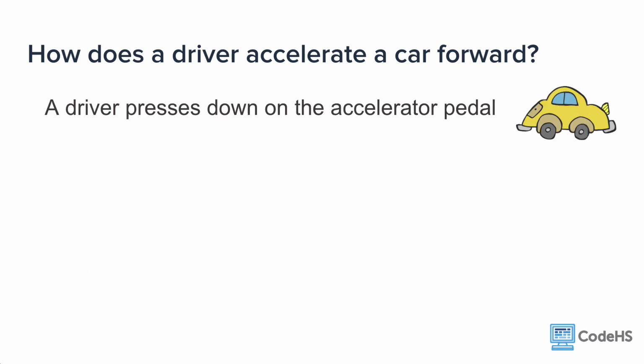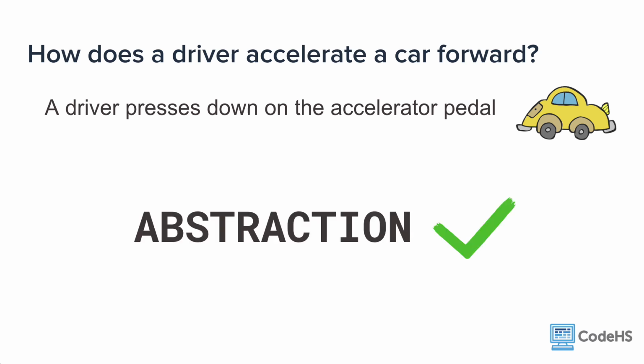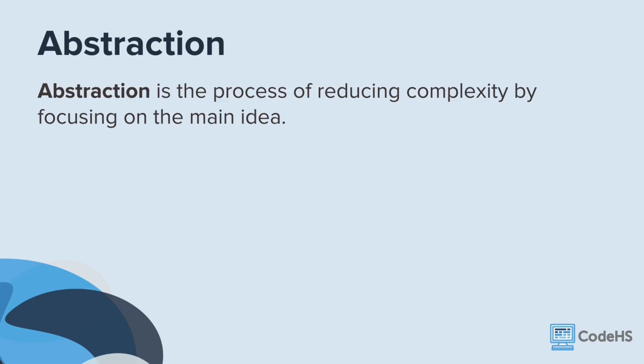With the top answer, a driver presses down on the accelerator pedal, you have successfully used abstraction to provide enough information to the driver of the car without overwhelming them with too many details. So what is abstraction? Abstraction is the process of reducing complexity by focusing on the main idea.